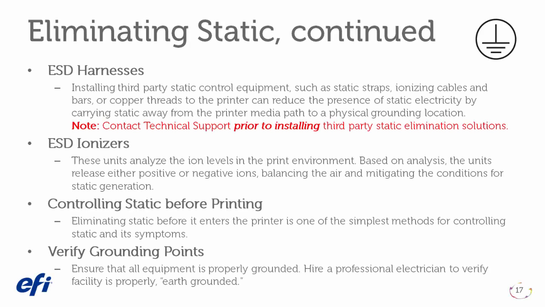Installing third-party static control equipment, such as static straps, ionizing cables and bars, or copper threads to the printer, can reduce the presence of static electricity by carrying static away from the printer media path to a physical grounding location. And it's important to contact technical support prior to installing these third-party static elimination solutions.